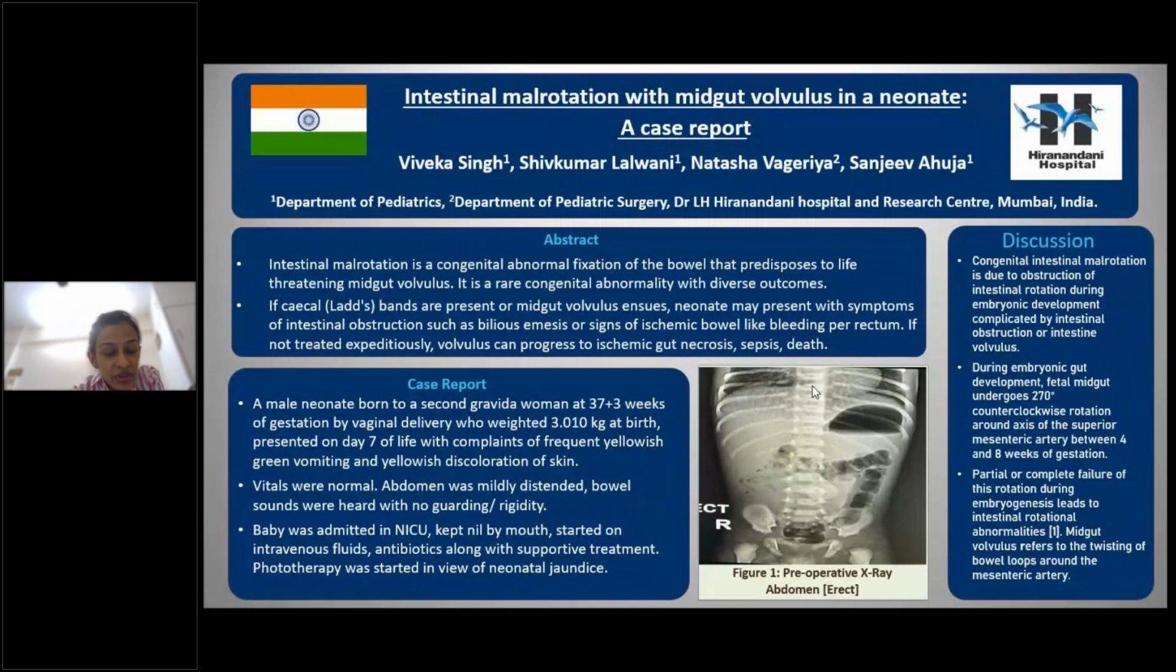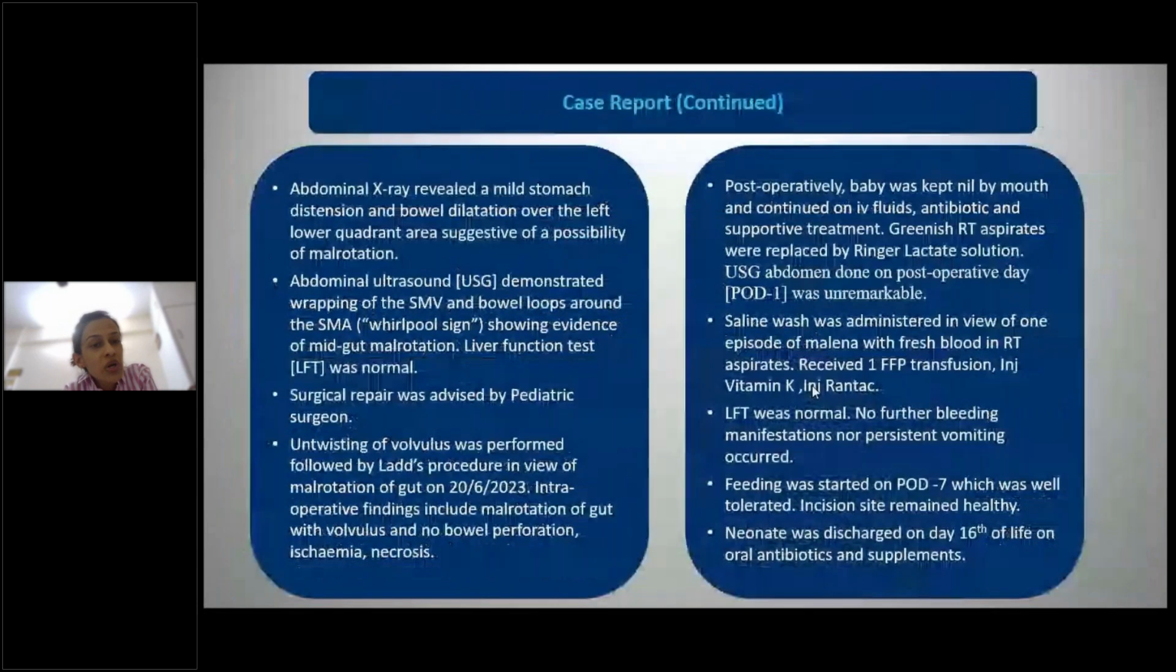Going on to slide 3 again. Yes. Following that, since we suspected malrotation, we went ahead with an abdominal ultrasound demonstrating wrapping of the superior mesenteric vein and bowel loops around the superior mesenteric artery, which is known as whirlpool sign, showing evidence of midgut malrotation. Liver function test was normal. Surgical repair was advised by the pediatric surgeon.